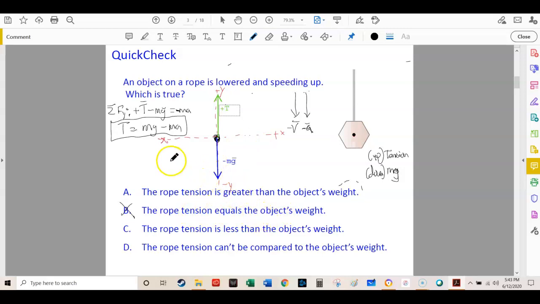Well, is this proportion right here, mg minus ma, greater than mg, or is it less than mg? Well, mg is the weight of the object, but you're subtracting off a number. So that means mg minus ma is less than mg, right? Which means the tension is going to be less than mg, because the tension is equal to the weight of the object, but minus this amount. So that means the tension has to be less than the object's weight, which is c. All right?